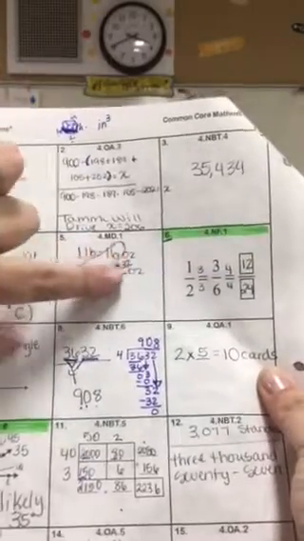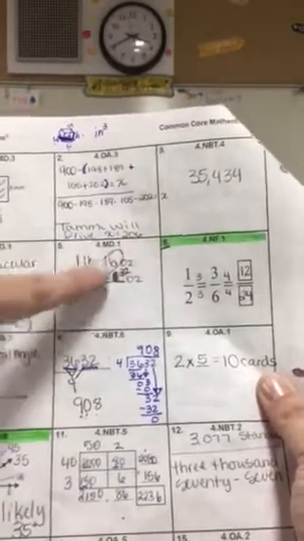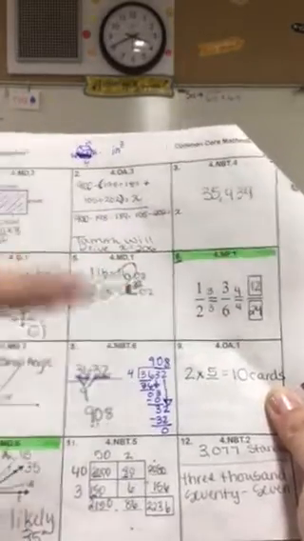1 pound equals 16 ounces. And once again, I set it up as the 1 pound, 16 ounces. 2 pounds would equal, and you see how I multiplied again, that would be the 32 ounces.